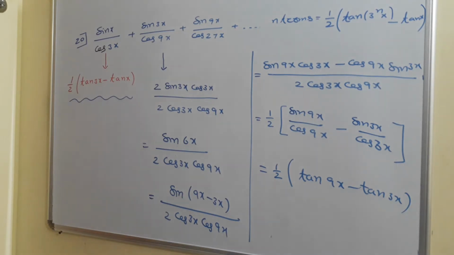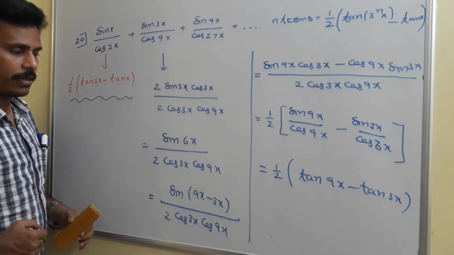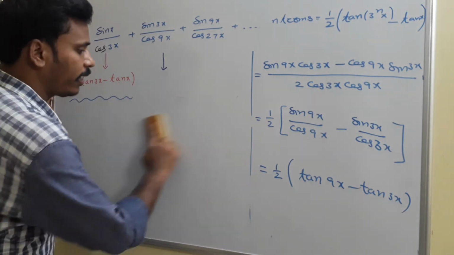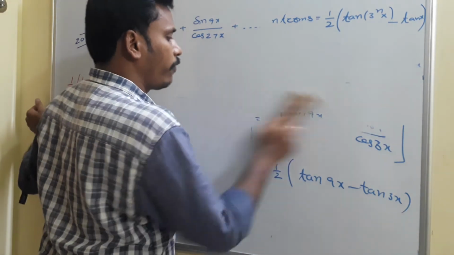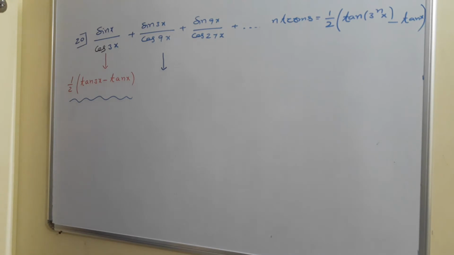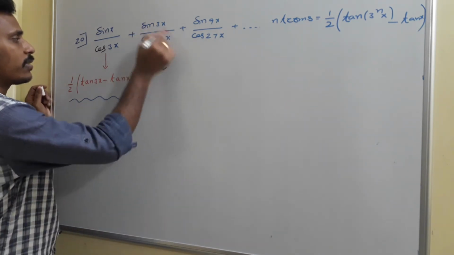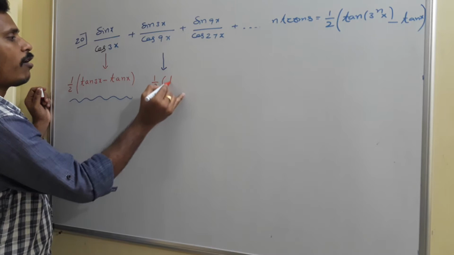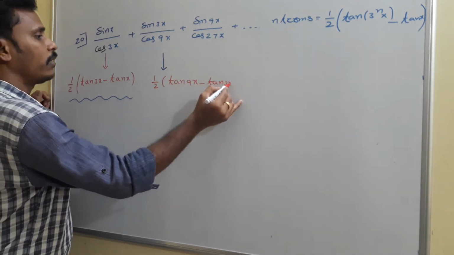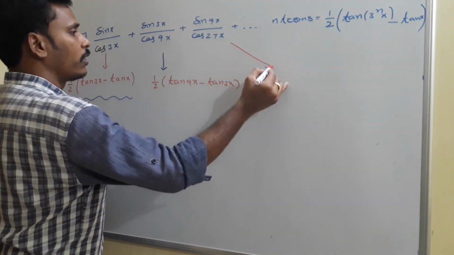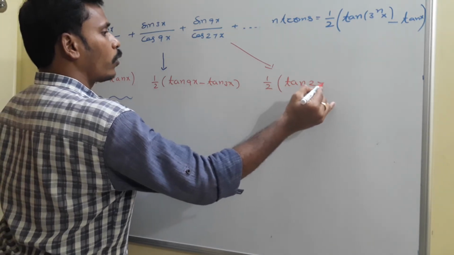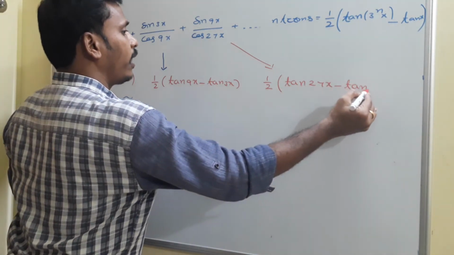First term I simplified like half of tan 3x minus tan x, and the second term I simplified like half of tan 9x minus tan 3x. Like that we can simplify each and every term, okay? Then think about the second term. How can we write it? The second term is nothing but half of tan 9x minus tan 3x, and similarly we can simplify the third term, and that is half of tan 27x minus tan 9x.